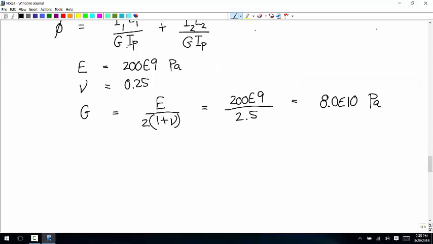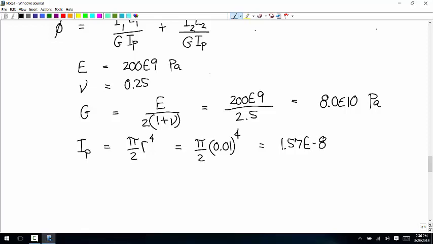And then we need the polar moment of inertia. For a circular cross section, that's pi over 2 times radius to the 4th. So pi over 2 times 0.01 to the 4th. So 1.57 times 10 to the minus 8. Yes, I got it going on today. I got one right in dynamics. This is meters to the 4th.